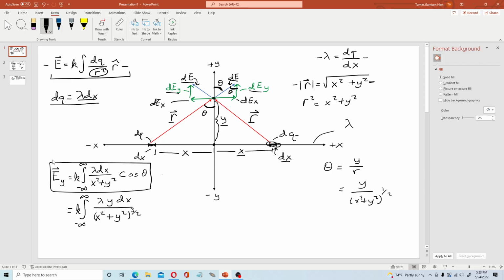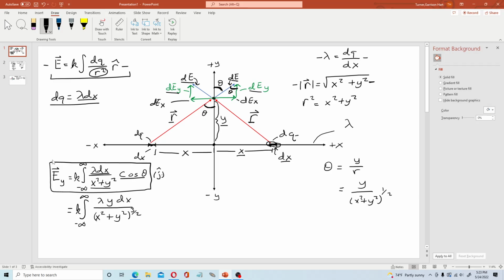Okay? So I'm substituting lambda dx in for dq. I'm substituting x squared plus y squared for r squared. And I have cosine theta to denote that this is going to be the vertical components that are adding. And I technically should put a j hat out here, and that's fine. And because our line is infinite, our limits of integration are going to be from negative infinity to infinity.